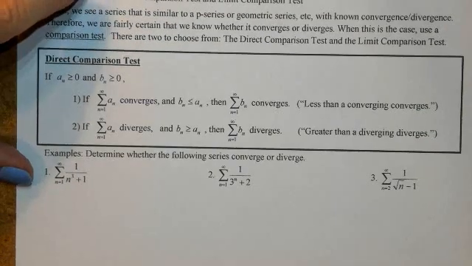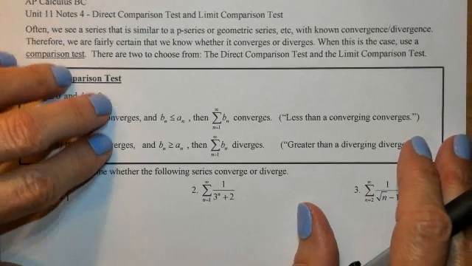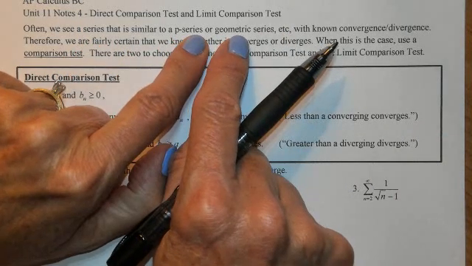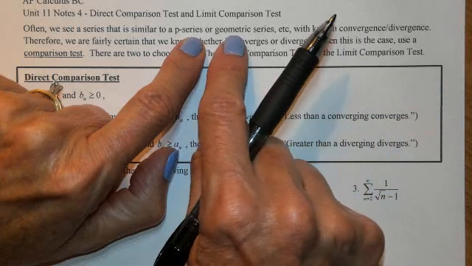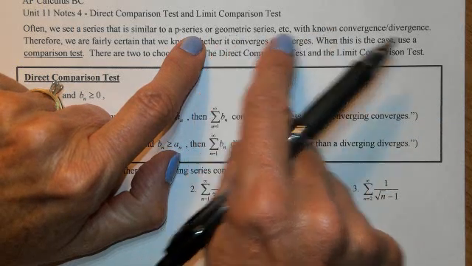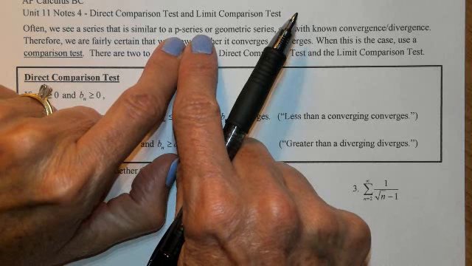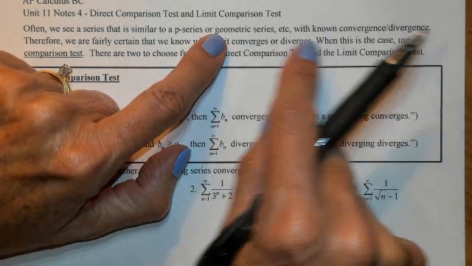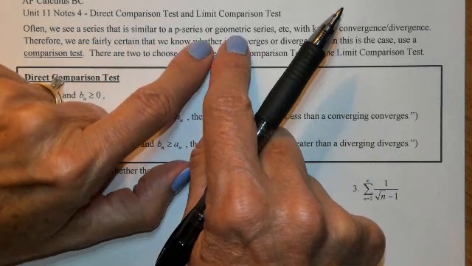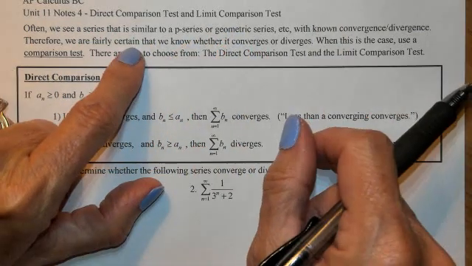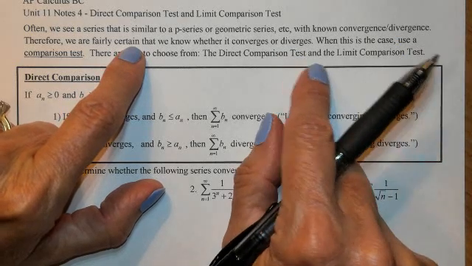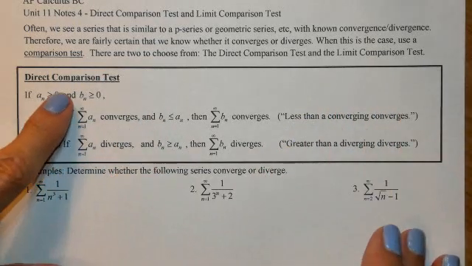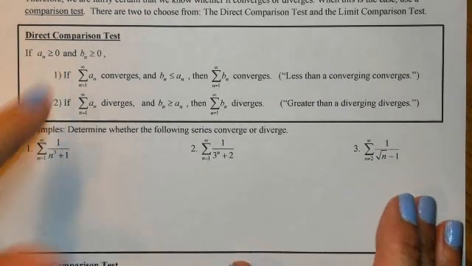So let's take a look at your notes that I gave you. Okay? So often we see a series that is similar to a p-series or a geometric series with a known convergence or divergence. These are usually quickly known ones, where you look at it and say, oh, it's just a p-series. Oh, it's just a geometric series. And you can get the answer really fast. So sometimes we see a series that is similar to one of those. Therefore, we are fairly certain we know whether it converges or diverges. When this is the case, use a comparison test. Two to choose from. Let's first look at the direct comparison test.